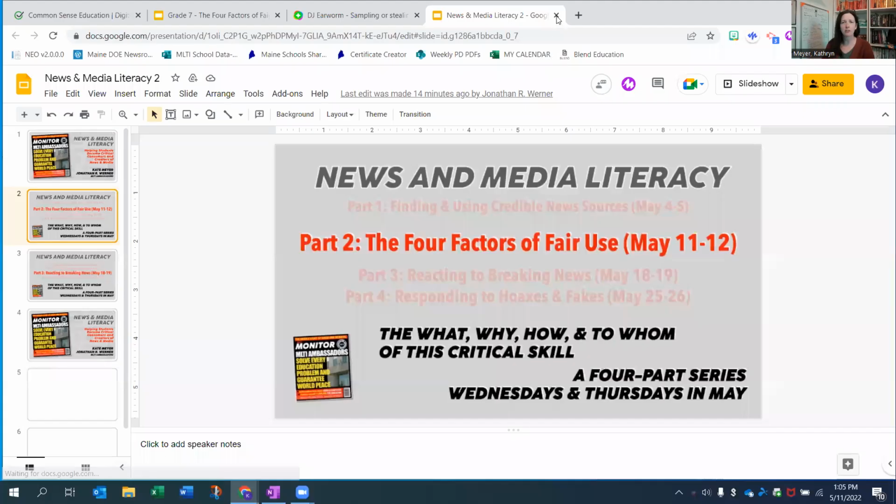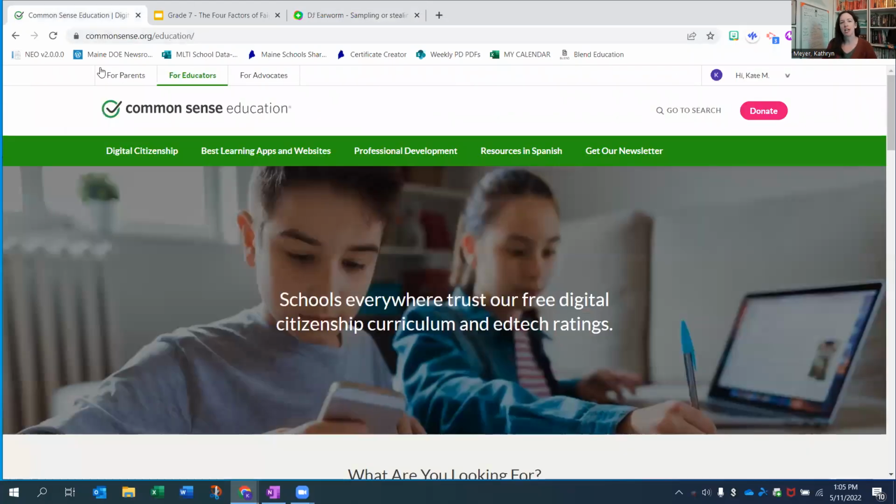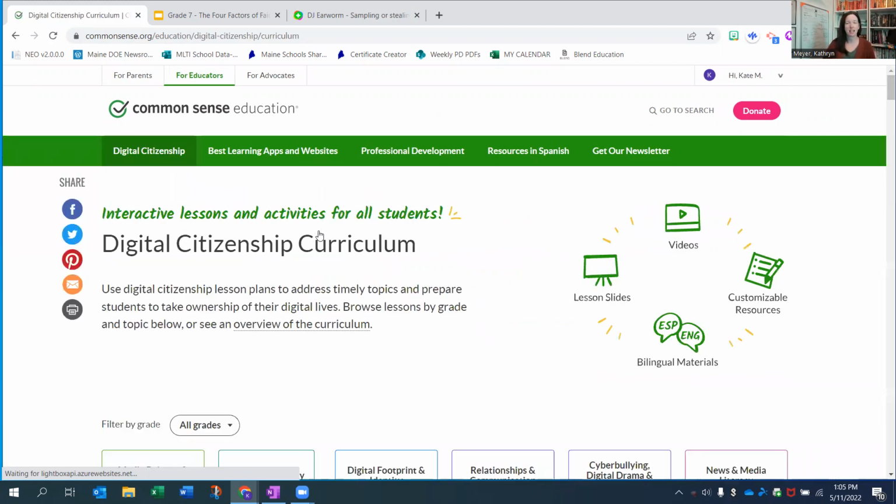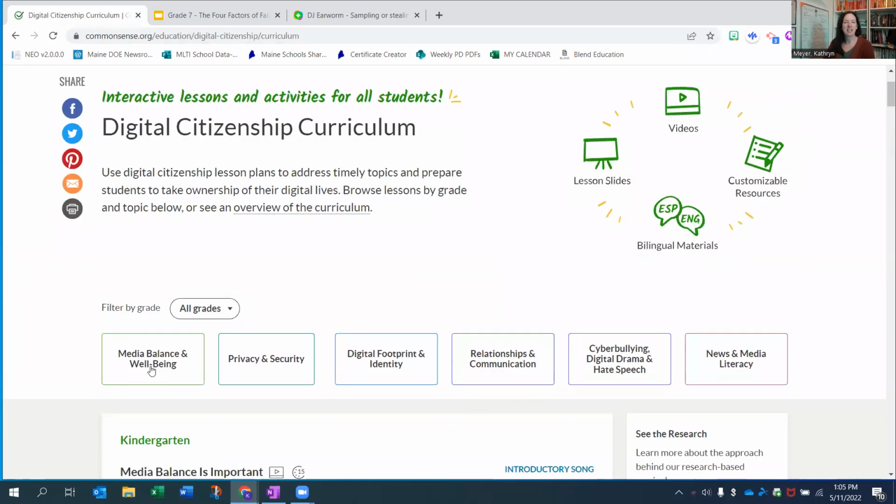I'm going to head right over to the Common Sense Media Education webpage. When you are logged in, you will see all of these options. We're going to go right to digital citizenship and the lesson plans, because that's where we're going to find all of the great lesson plans that Common Sense Media Education has put together for educators around digital citizenship. You'll see again, if you were with us last week, the six pillars of digital citizenship.